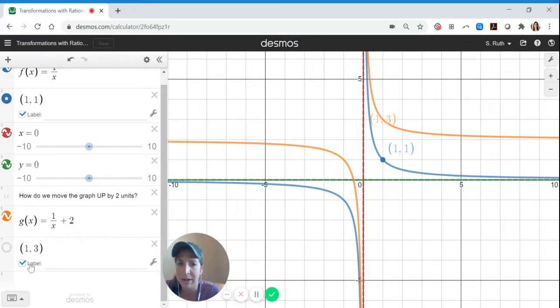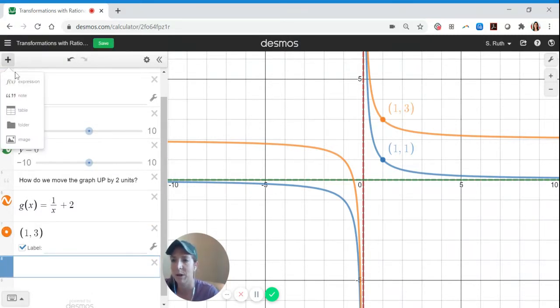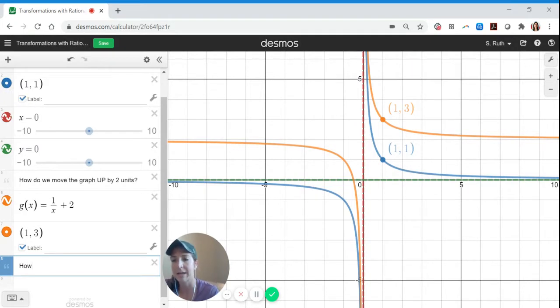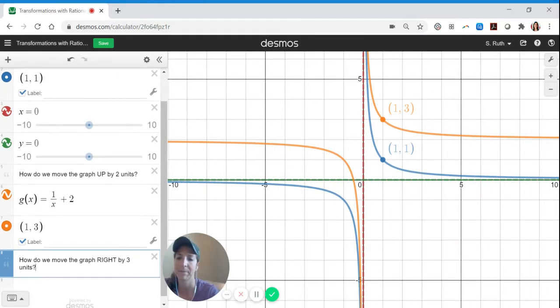Okay, let's do something else though. Let us ask ourselves another question. You guys know what I need to ask. How do we move the graph, let's say right by 3 units this time? So I did our vertical shift first because I think vertical shifting is a tad more intuitive than the horizontal shifting.